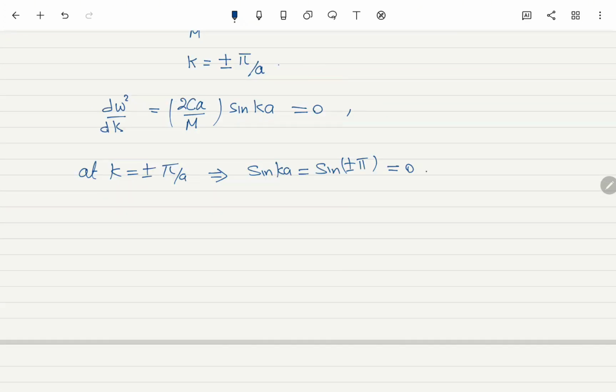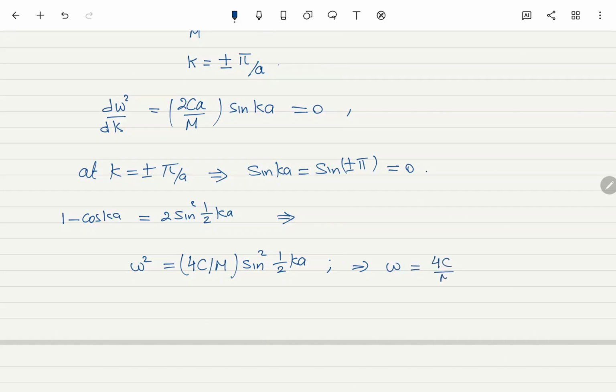Now by using the trigonometric identity, 1 minus cosine ka equal to 2 sine squared half Ka. In this case here, omega squared will be equal to 4c over m sine squared half Ka. And in this case, omega equal to 4c over m to the power half sine half Ka.